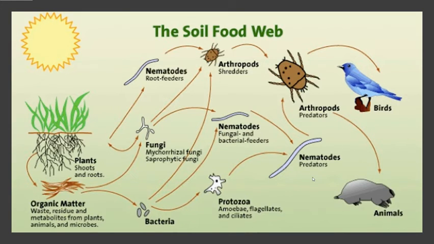If you start with the sun, which the plants use to make food, they might die or otherwise create organic matter. Fungi and bacteria and nematodes can feed on that material, which goes to arthropods, which can shred the material. And then there are predators of those arthropods. Certain animals, birds will eat them. Nematodes will eat them. So there's a whole soil food web that you can barely even see.